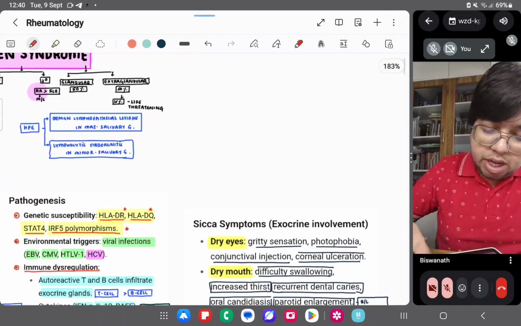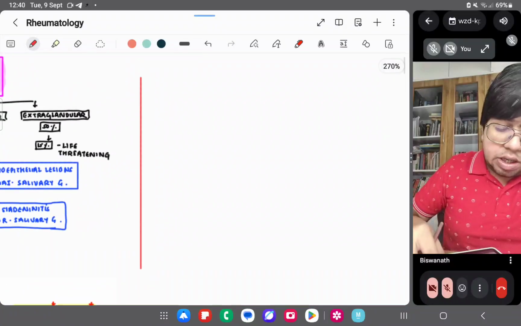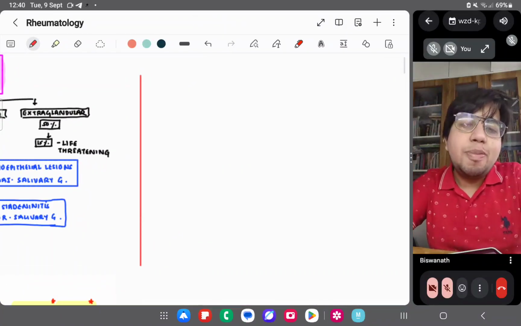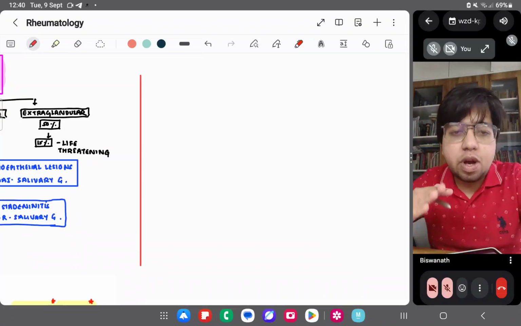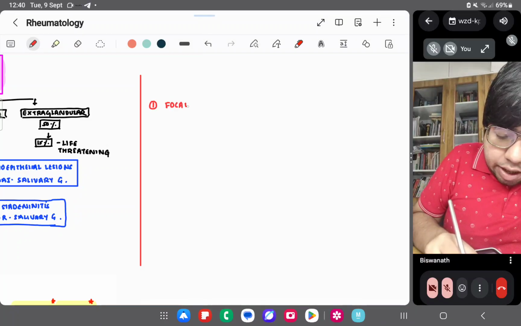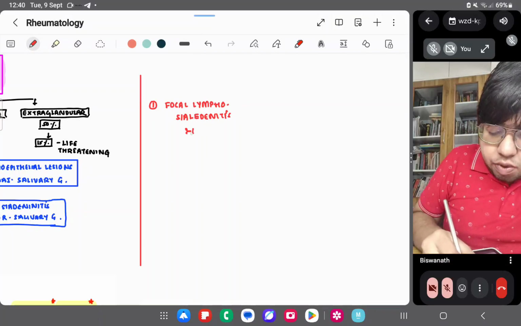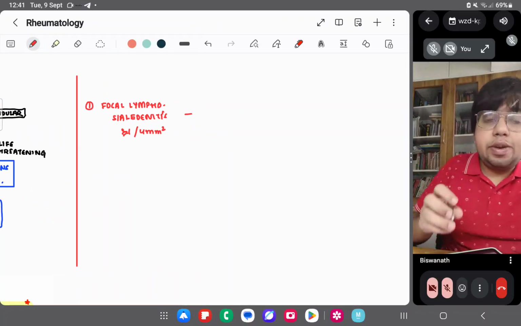If you want, let me discuss it with you, and then it will be complete. So let me discuss the scoring of Sjogren's. If the histopathology is showing focal lymphocytic sialadenitis with more than one focus in 4 square millimeters of tissue, then you give the score 3.